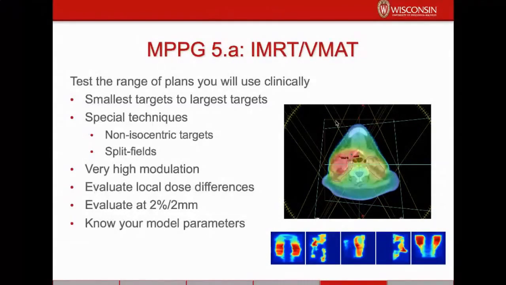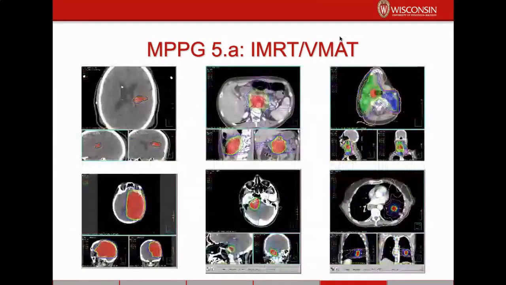Really pump up the modulation so that you can find a point where your algorithms don't perform as well. And again, follow the guideline in MPPG5 to do local dose differences and 2%, 2 millimeters dose analysis, so you can really see how your model is performing. And finally, know your model parameters, because a lot of times you'll be able to identify very quickly which parameter you want to change in order to improve your model.